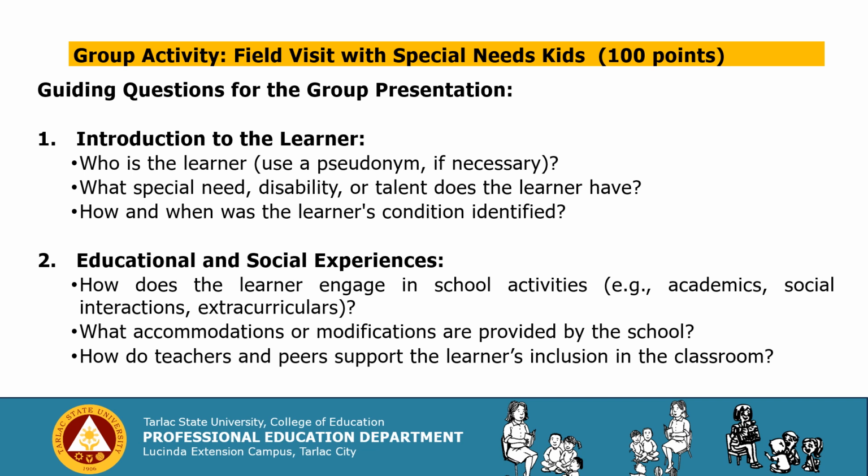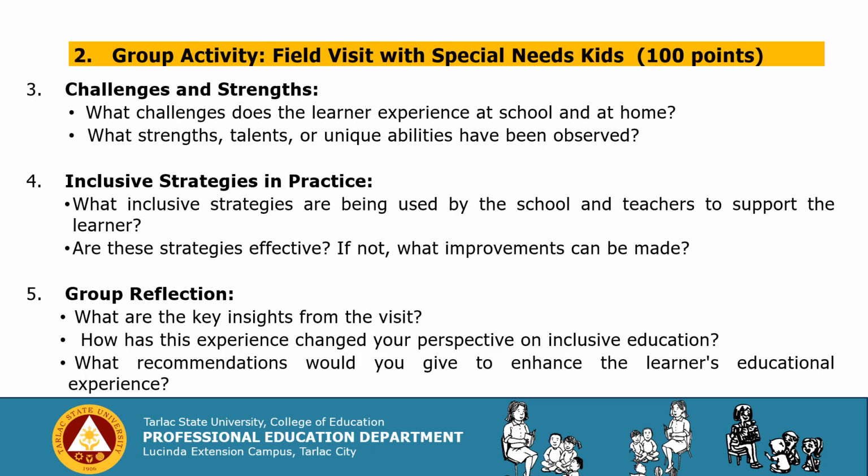For number two, educational and social experiences. How does the learner engage in school activities, for example academics, social interactions, extracurriculars? What accommodations or modifications are provided by the school? How do teachers and peers support the learner's inclusion in the classroom? Number three, challenges and strengths. What challenges does the learner experience at school and at home? What strengths, talents, or unique abilities have been observed?